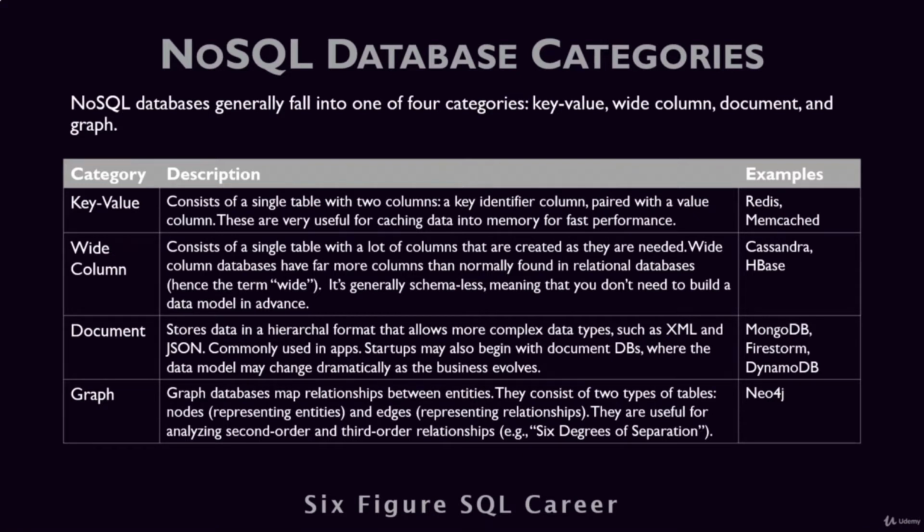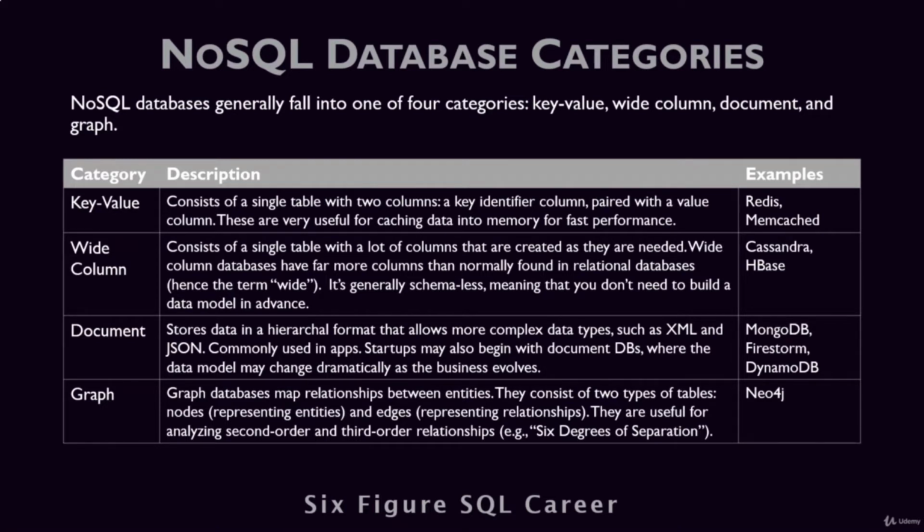The benefit of this is that it is a schema-less design, which means that you don't have to build a data model in advance. In other words, you don't have to define all the tables in advance. You just have one table and you add columns as you need them. Common examples of wide column databases are Cassandra and Essbase.